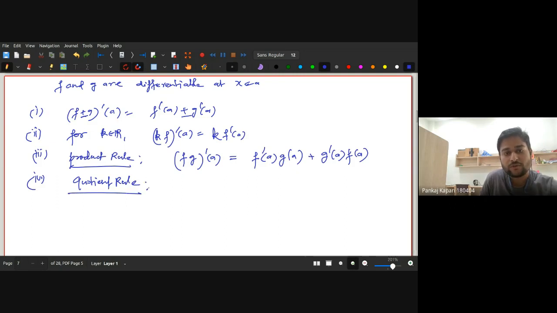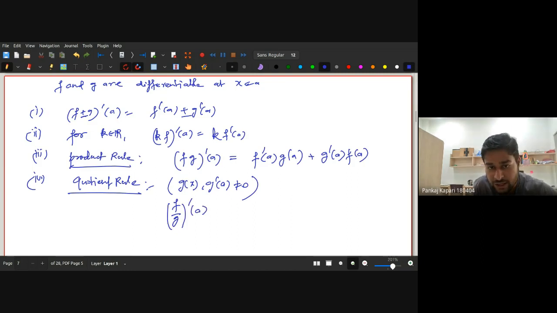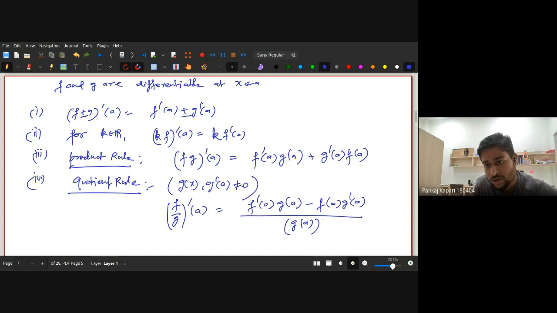The fourth property is called the quotient rule, and this quotient rule we have to apply in our current problem. What does it say? We assume that g of a is never zero, and we are differentiating f by g at a. This is the same as f prime at a times g of a, minus f of a times g prime of a, divided by g of a whole square.